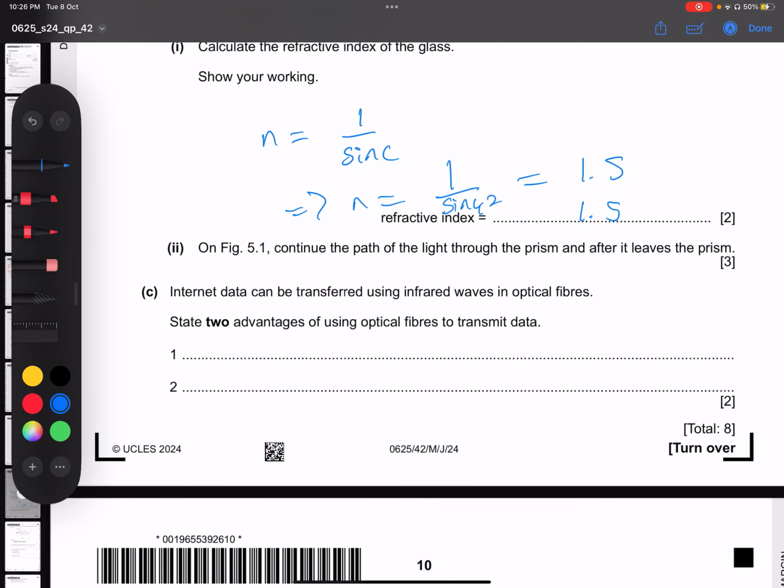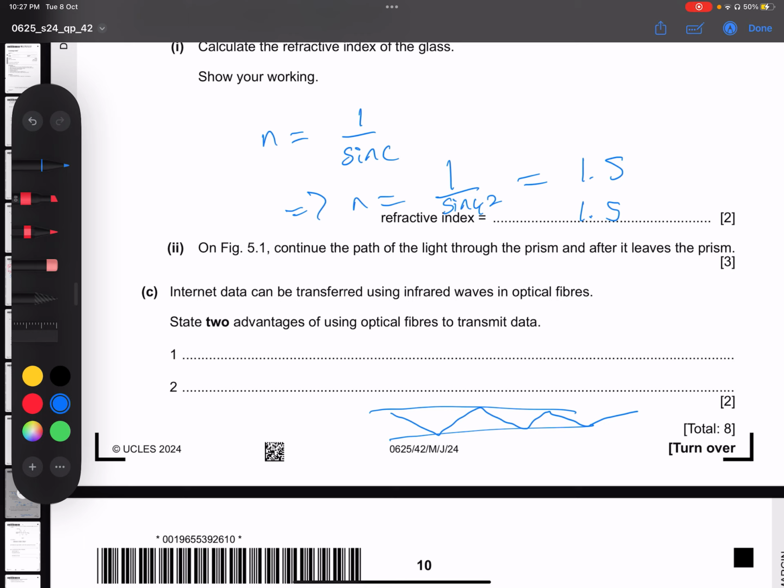Okay. Internet data can be transferred using infrared waves in optical fibers. State 2 advantages of using optical fibers to transmit data. Okay, optical fibers work via the mechanism of total internal reflection, where it passes infrared waves through the optical fibers, which are something like this, and they get reflected along the internal surface and move. This ensures that there is high quality of data transmission. There is virtually no loss, and this means that the data can be transferred very effectively, very quickly, but also with high quality. And that's what enables internet as we know it nowadays.